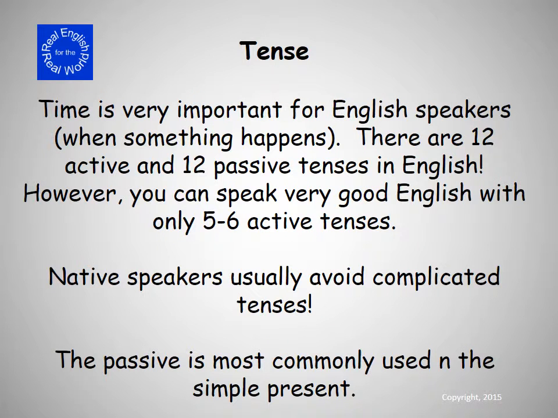Tense. Time is very important for English speakers when something happens. There are 12 active and 12 passive tenses in English. However, you can speak very good English with only 5 or 6 active tenses. Native speakers usually avoid complicated tenses. The passive is most commonly used in the present.